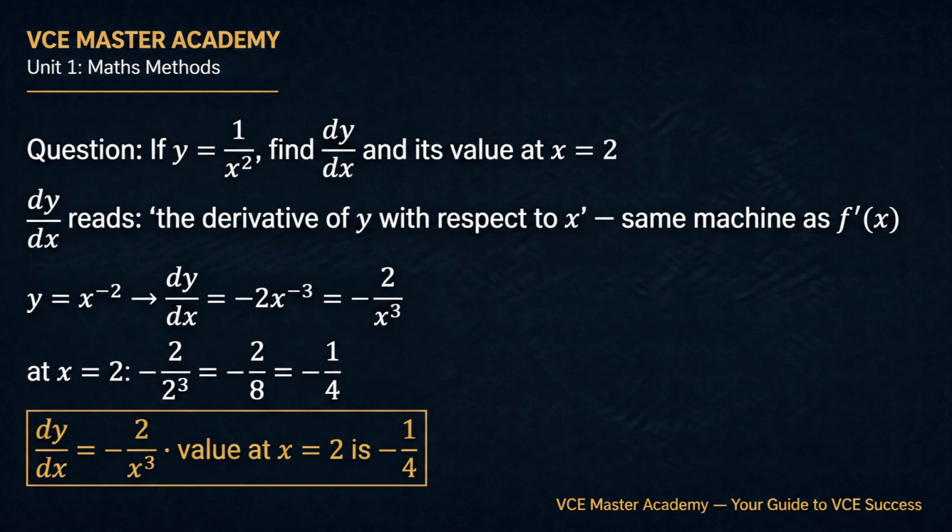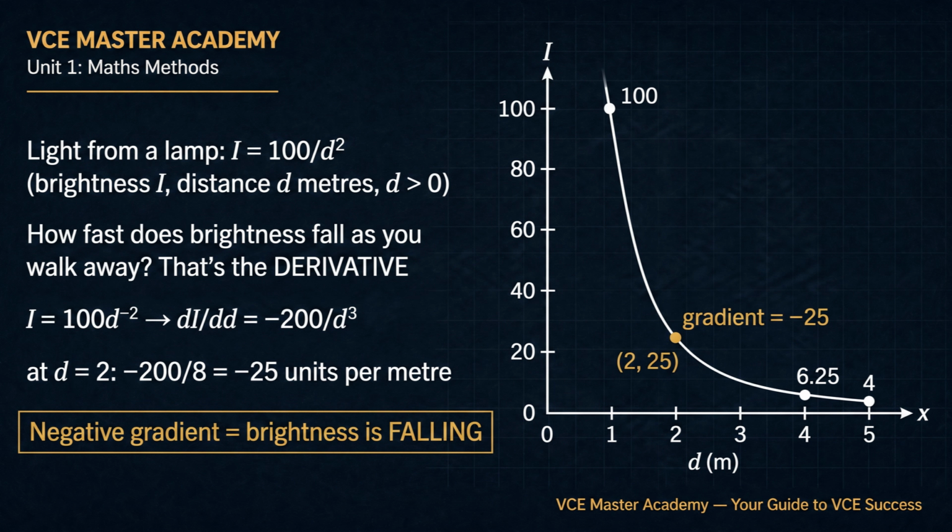Far from the origin, these curves flatten out towards the axis, and the derivative is quietly telling you that story in numbers. Why does anyone need negative powers? Because nature adores them. Light, sound, gravity, they all follow the inverse square law. Strength equals some number divided by distance squared. Say a lamp's brightness is 100 over d squared, where d is your distance in meters. Distance is always positive, so d is greater than 0. At 1 meter, brightness 100. At 2 meters, 25. Double the distance, quarter the brightness.